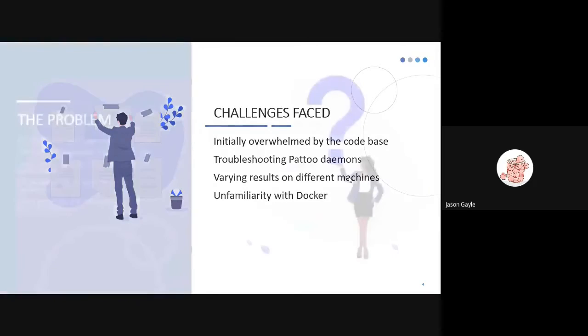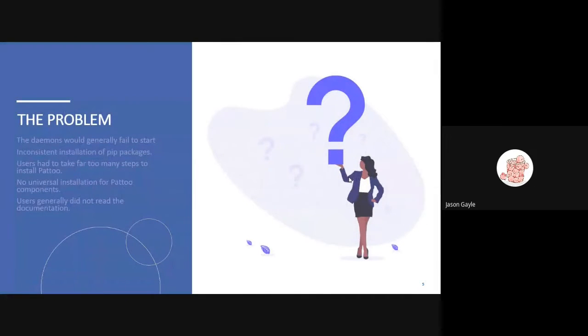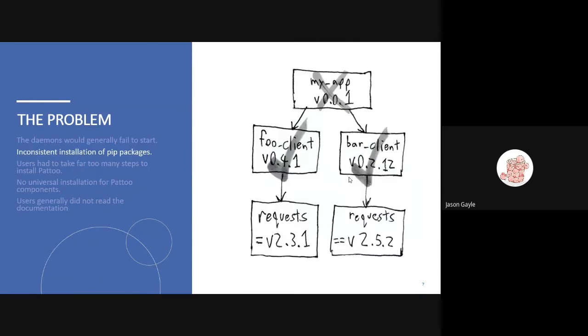So now we delve into the problem. The problems with installation were, one, the daemons would generally not start when users install it manually. That's mainly due to permission errors. Say the user installed Pattoo to their home directory and the daemons were not owned by the right user, which prevented them from starting. Next was the pip packages, since oftentimes users would skip installing pip packages, and so that would often cause installation to crash.